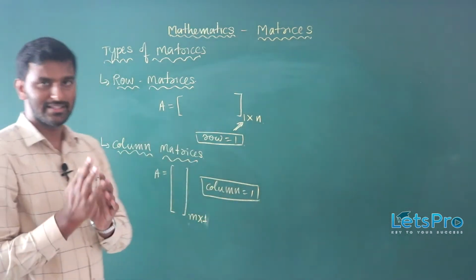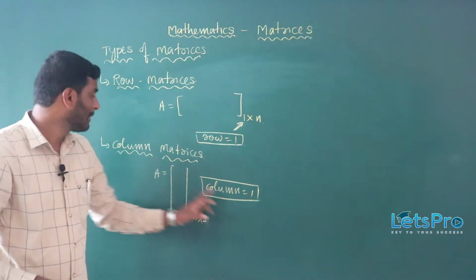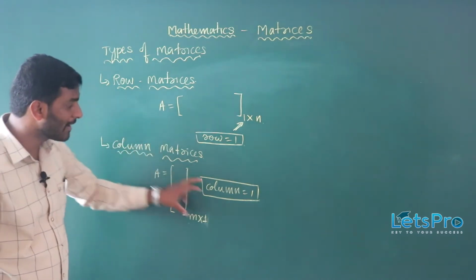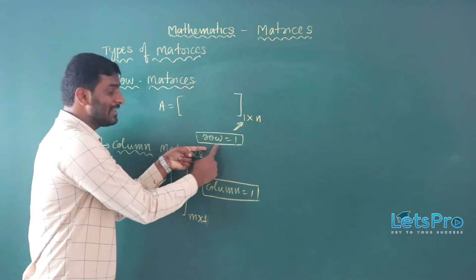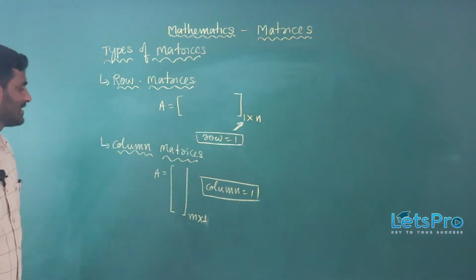This is the main important point. In the examination, they'll ask what a column matrix is. So the column of a column matrix is always 1, only one column. In a row matrix, only one row. Then we'll move on to the next one.